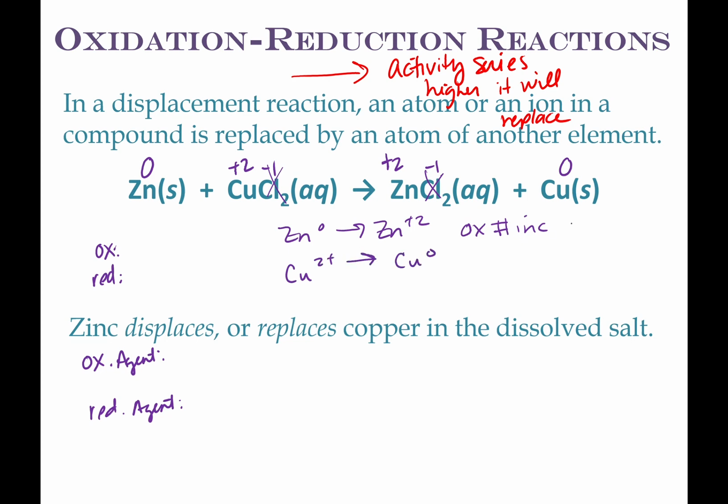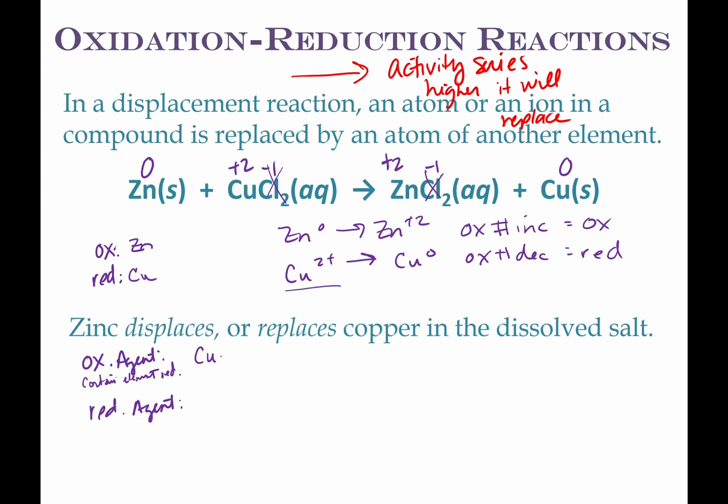This one increased, that means it's oxidized. Oxidation number decreased here, so that means it's reduced. So oxidized would be zinc, reduced would be copper. The oxidizing agent contains the element reduced. So if the oxidizing agent contains the element reduced, we're looking for what contains copper.